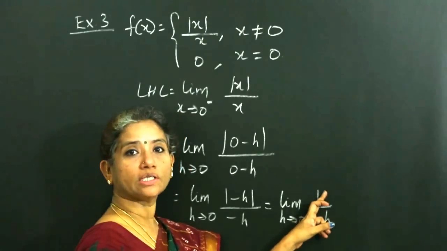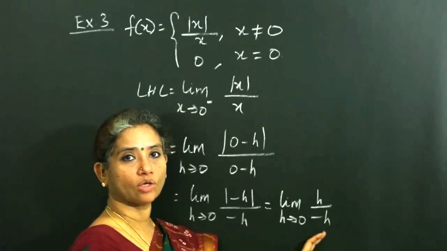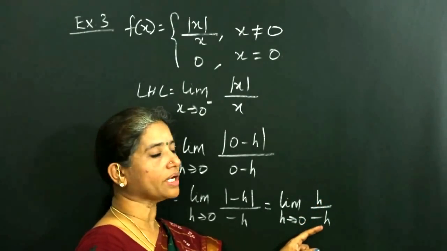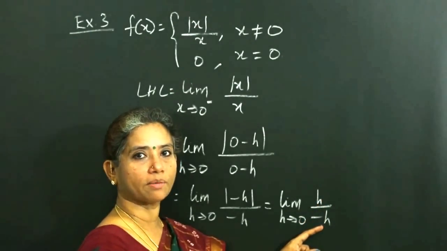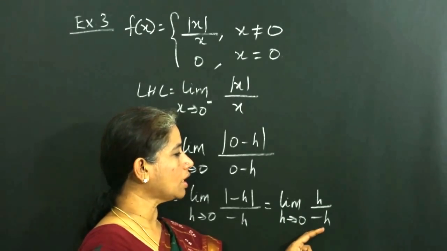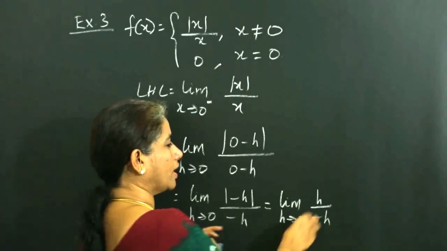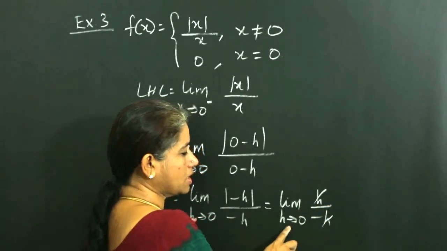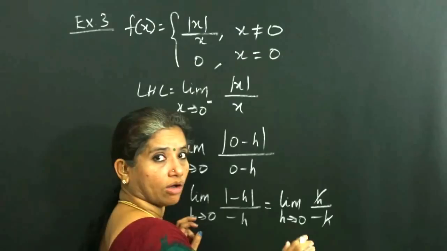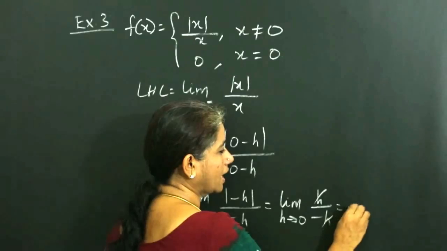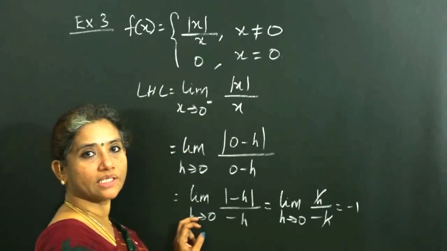When you substitute h is 0, you get 0 by 0. And when you have 0 by 0, it is called an indeterminate form, and we are not supposed to continue the sum in that way. So what we will do now, we apply some tricks, like h and h are common. You can cancel out that h, because h is tending to 0 and h is not equal to 0, we are allowed to cancel this h. So when I cancel this, I get the limit as negative 1.